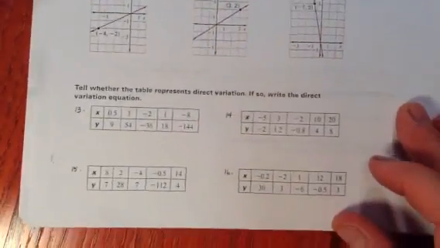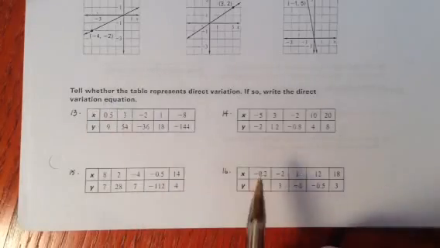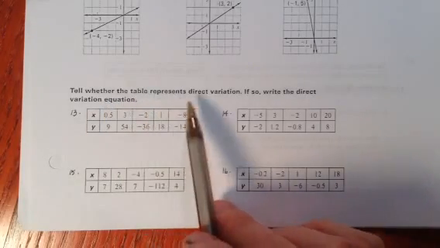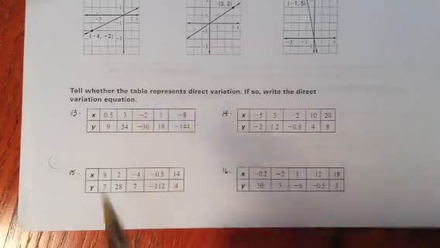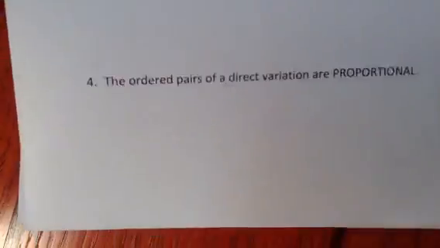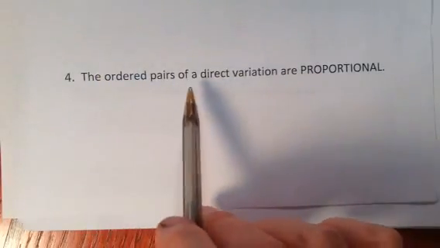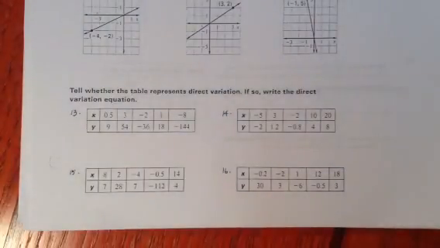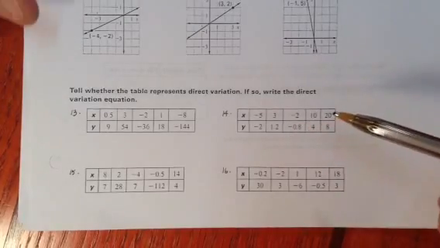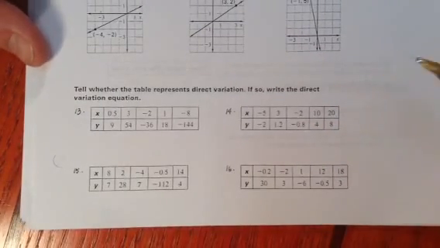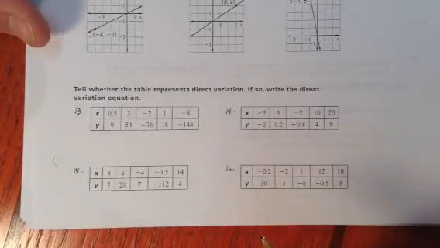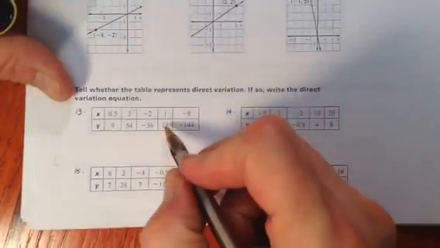All right, so 13 through 16 says to tell whether the table represents a direct variation. If so, write the direct variation equation. All right. So, y'all remember on number 4, it says the ordered pairs of a direct variation are proportional. All right, so that's how we're going to check it. We're not going to try to graph these things right here. We can go ahead and start looking at some of these right here and see if they're proportional. Okay, so I'm going to start with the easy one.